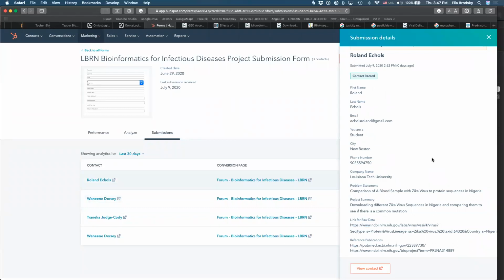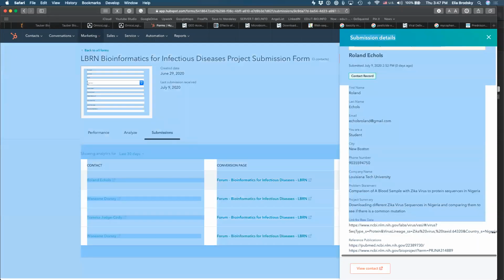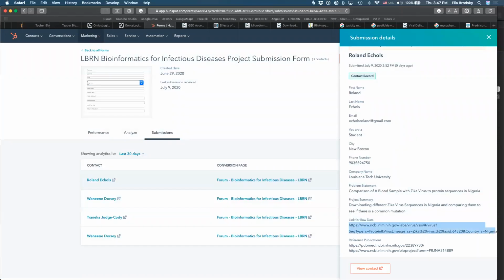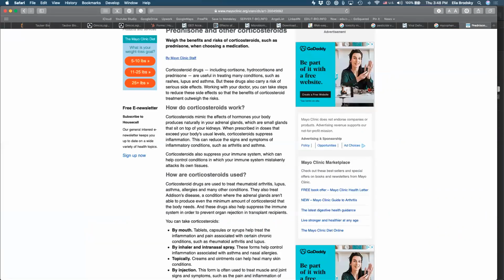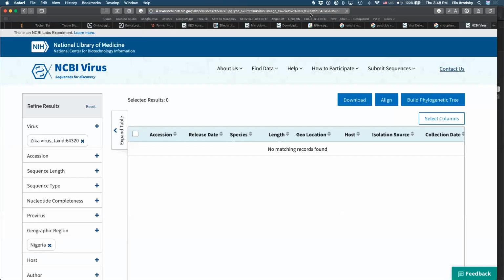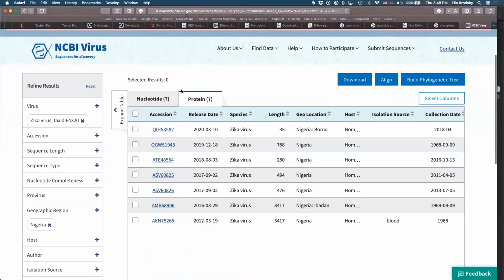I'm doing great. So here's your project idea. You've got comparison of blood samples with Zika virus to protein sequences in Nigeria. Could you expand on what you think you want to do? Well, upon looking on NCBI and typing in Zika virus, I was just going to focus on the African region because I believe that's where it's the most prevalent.